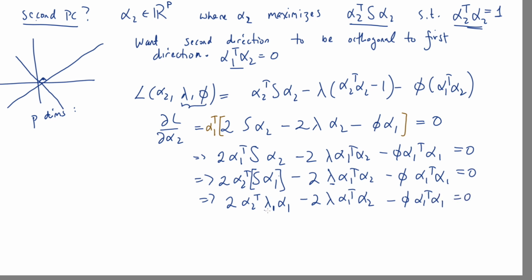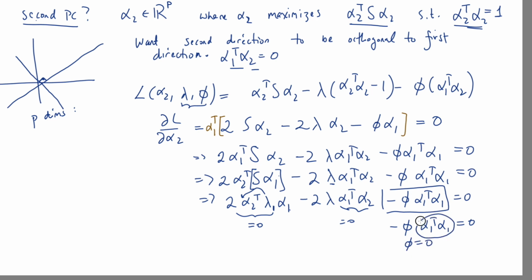Okay, now this lambda 1 is just a constant. I can take it outside, and what do I get? I get alpha 2 transpose alpha 1. So this guy is equal to 0, because that was one of the conditions, right? Alpha 1 transpose alpha 2 is equal to 0. And similarly here, I also get alpha 1 transpose alpha 2, so this is also equal to 0. So what that tells me is that this guy is minus phi alpha 1 transpose alpha 1 equals to 0. That must tell us that phi is equal to 0, because alpha 1 transpose alpha 1 is just equal to 1. So we end up with negative phi equals 0, so phi is equal to 0.